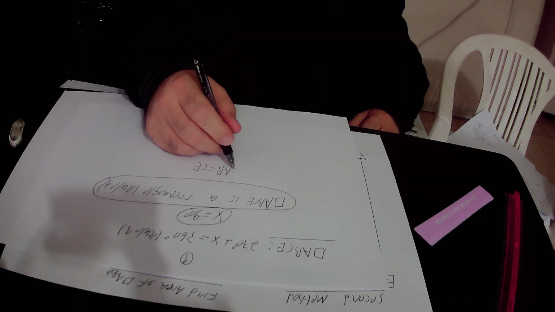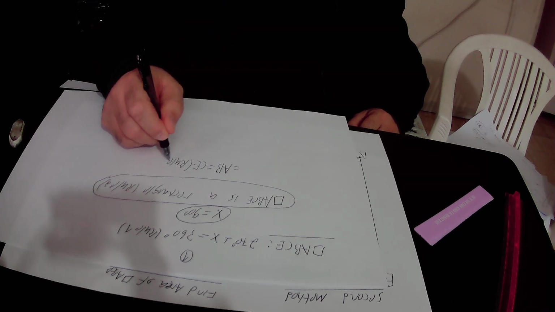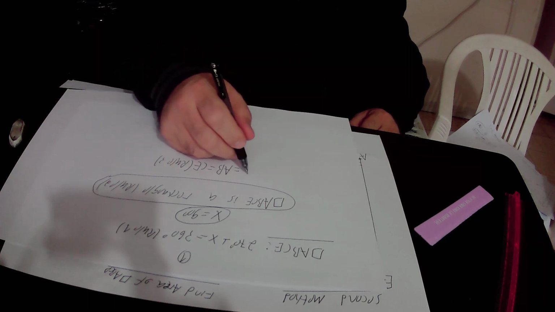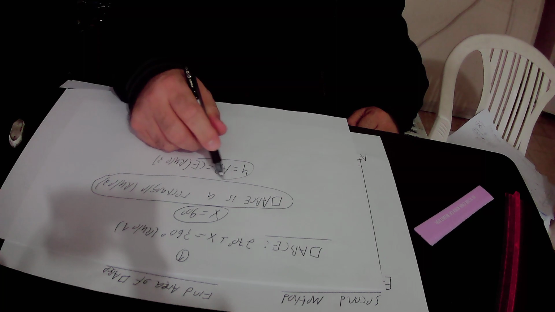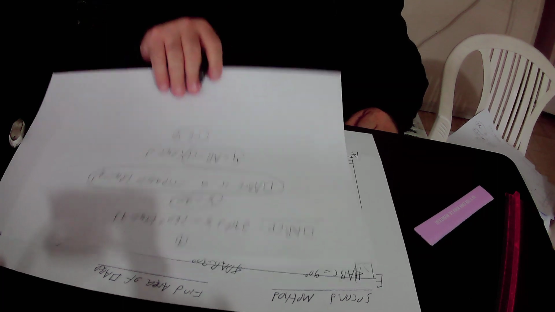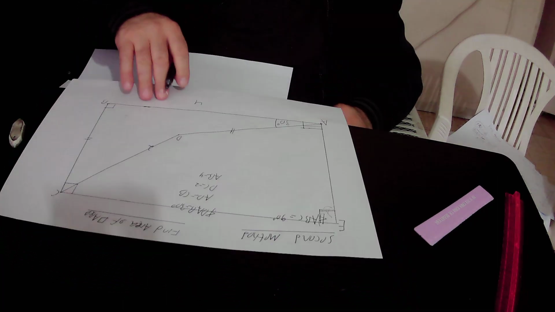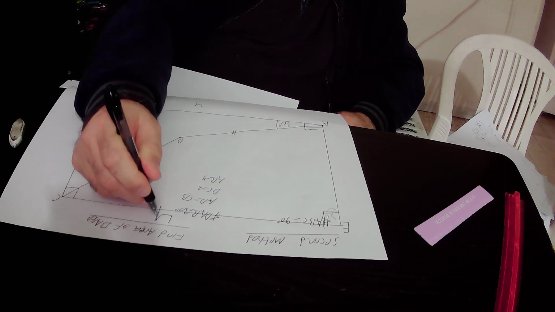It is given in the question that AB equals 4 units. From this equation we will derive that CE also equals 4 units. So we can write here that CE equals 4 units.